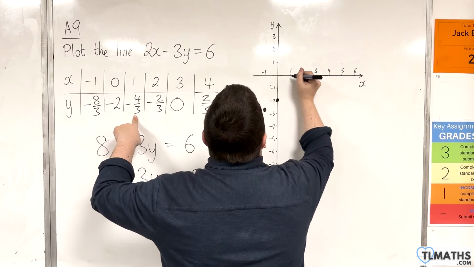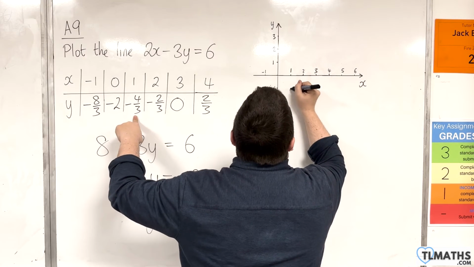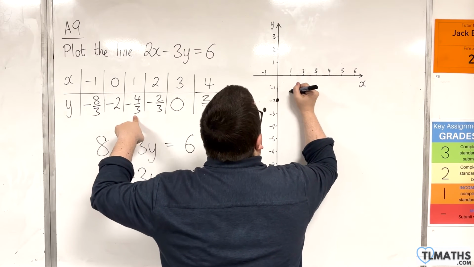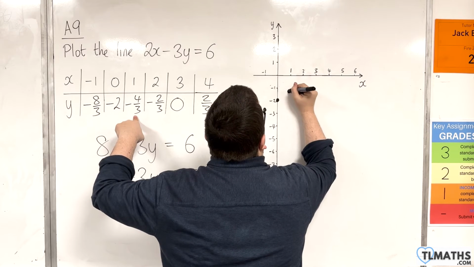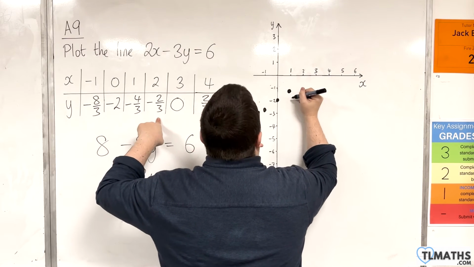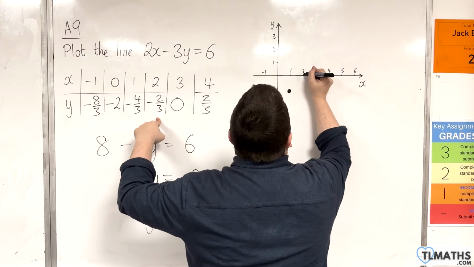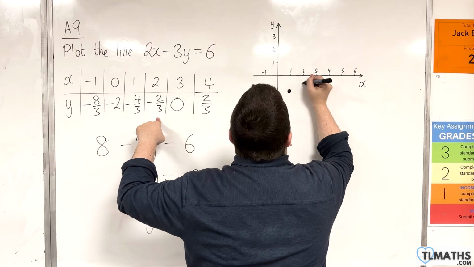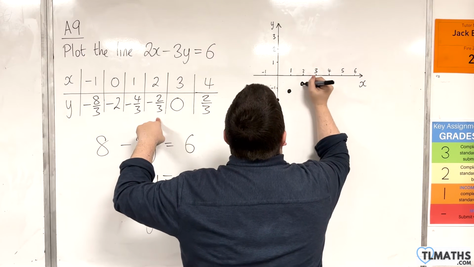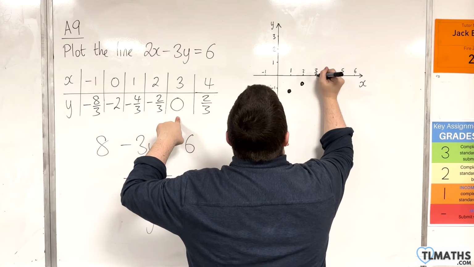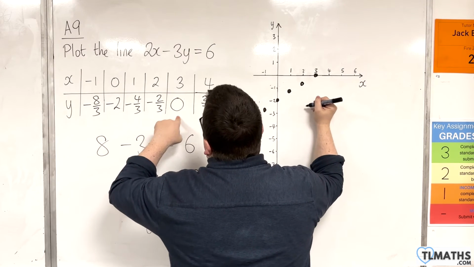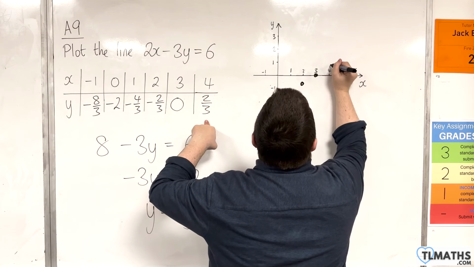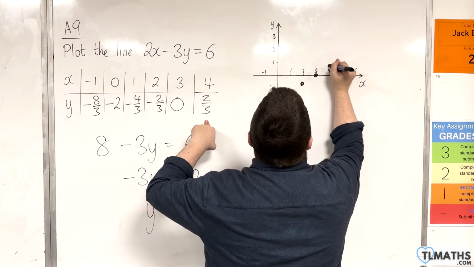Then we have 1, minus 4/3. So minus 4/3 is minus 1 1/3, so it's roughly around about there. Then 2, minus 2/3, so somewhere around about there. Then 3, 0. And then 4, 2/3, so somewhere around about there, I reckon.